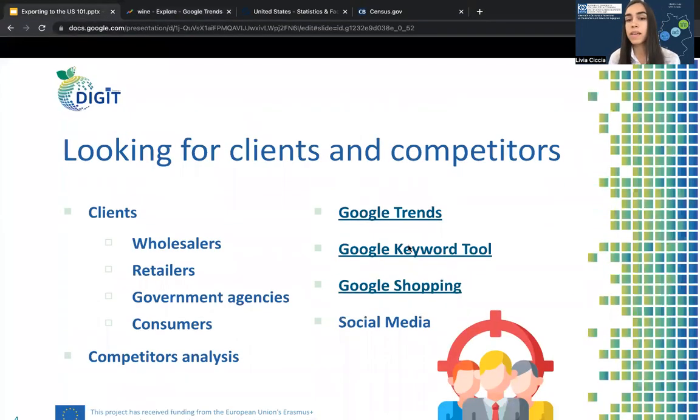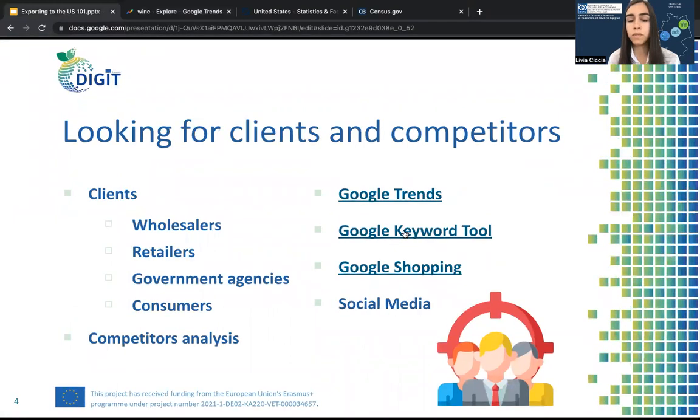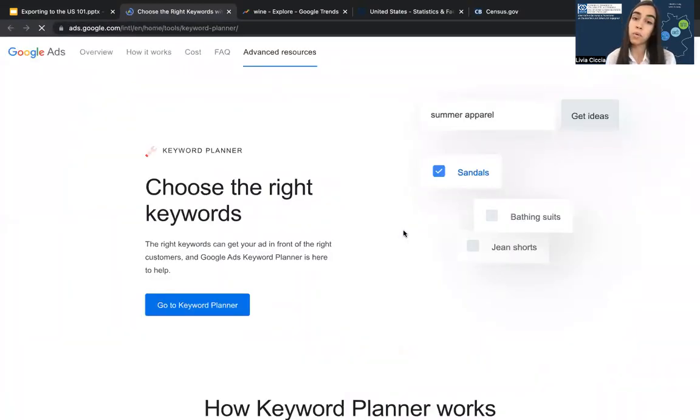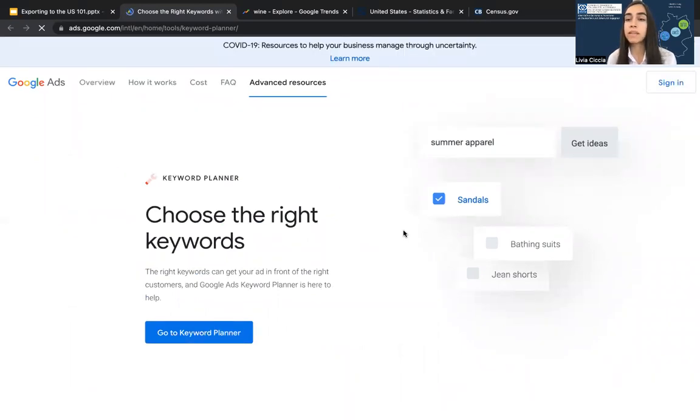Another great tool is Google Keyword Tool. This is very useful for SEO, and it will help you choose the right keywords so that you can rank in the highest results list after a Google search.